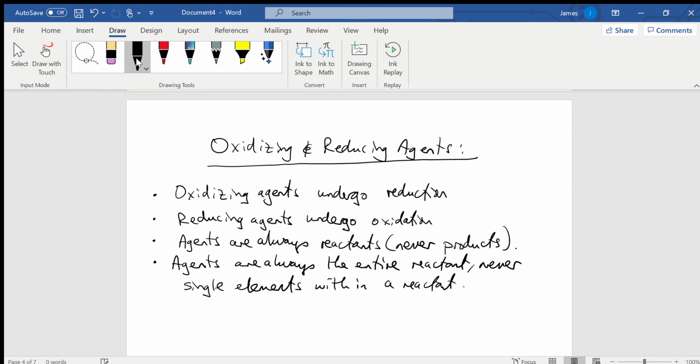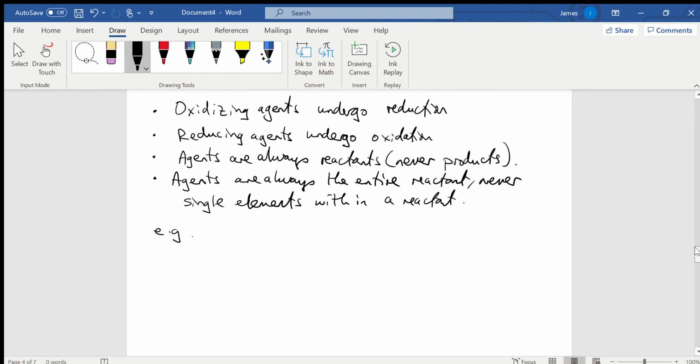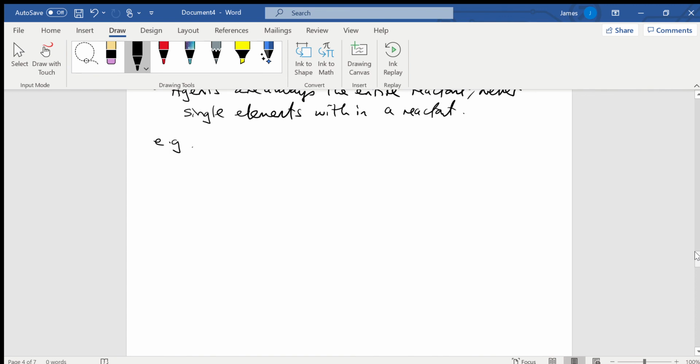Okay, so let's see an example of 3. Okay, so let's have a look at chlorate and chloride to give Cl2, chlorine, and chlorine dioxide.